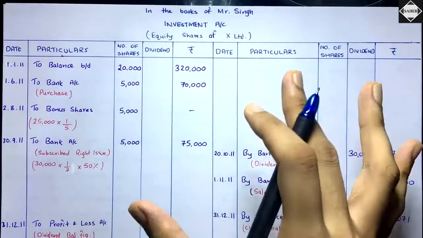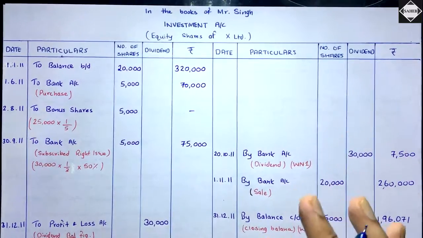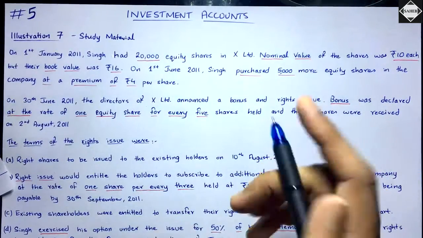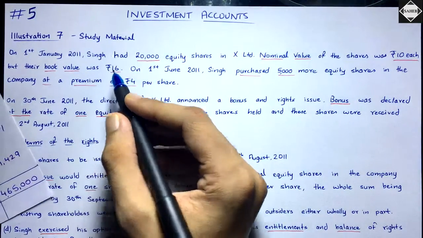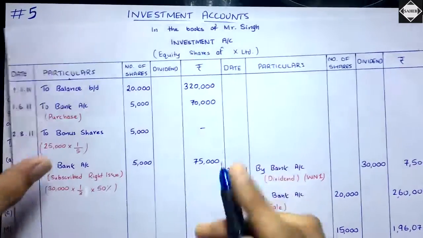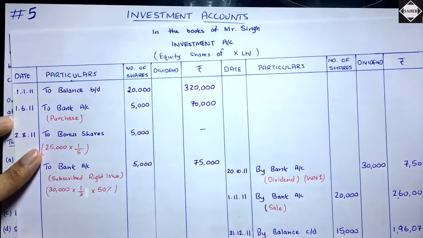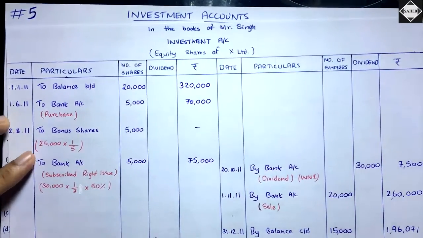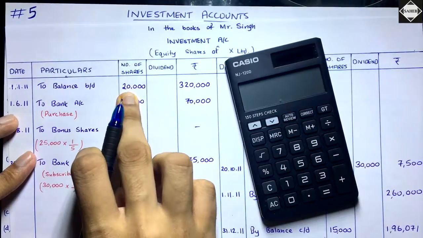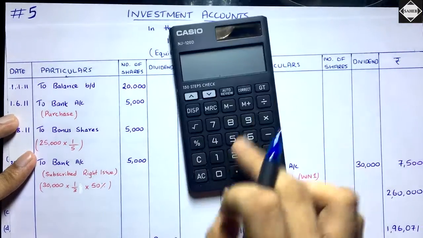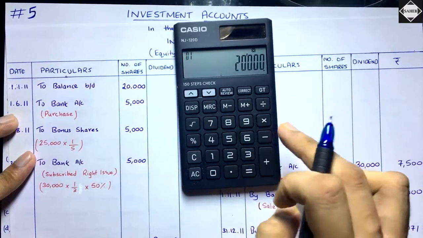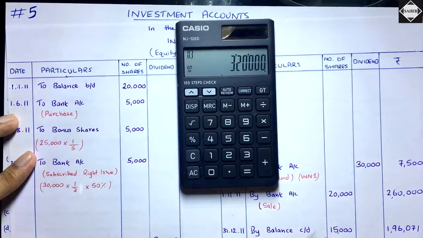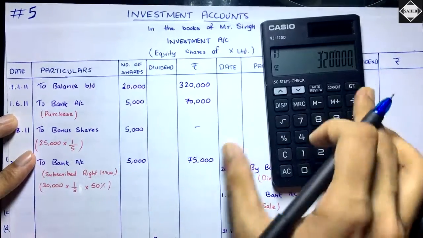Now coming back to the investment account, first you have to take the opening balance. Do we have the opening balance in this question? Of course, we have 20,000 equity shares, and the book value was rupees 16. So 20,000 into rupees 16 is equal to 3,20,000. We already calculated that. So in number of shares you have to take 20,000 shares, and then 3,20,000. How did I get that? 20,000 shares is the opening balance into book value rupees 16, that's equal to 3,20,000. Simple.